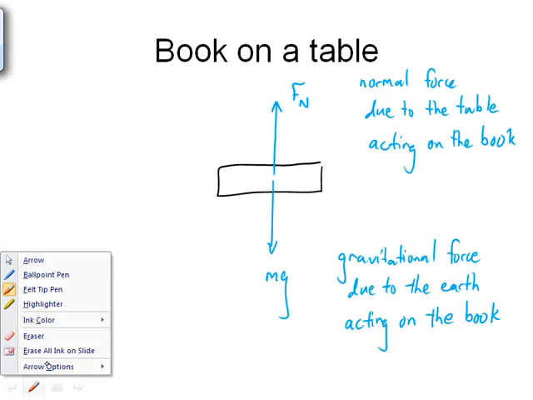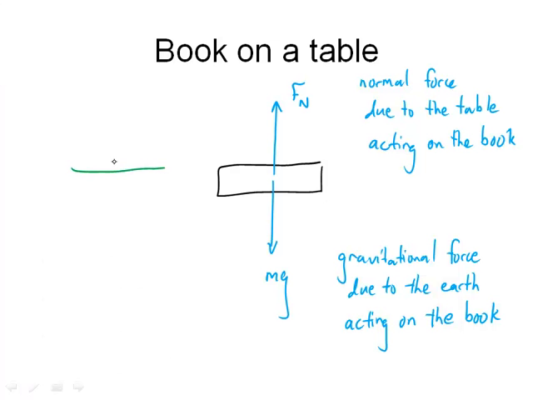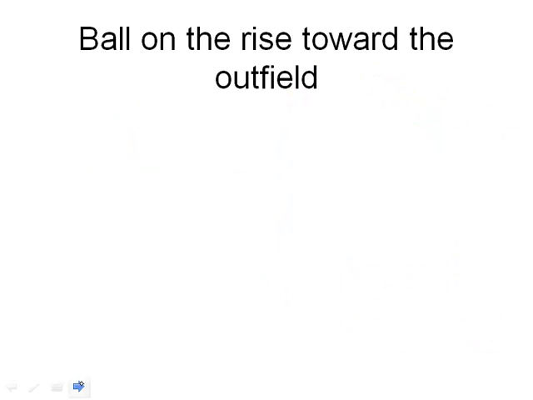Now I might want to, at this point in time, create an XY axis, and I'll try to do most of my axes in green. And it makes sense to use a standard XY axis in this particular problem. We'll get to the equations a little bit later on, but this is the force diagram for the book. Okay, there's a normal force acting on the book, and there's a gravitational force acting on the book. Let's do another example. Let's talk about a ball.